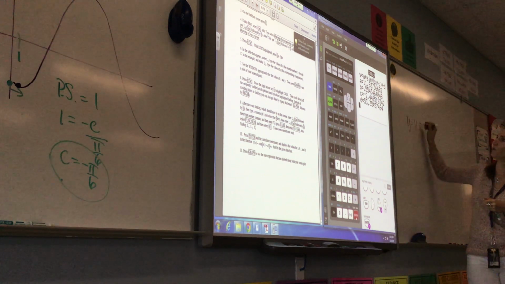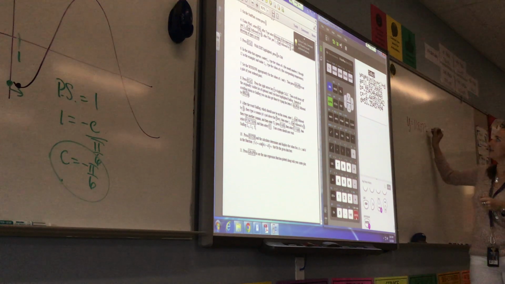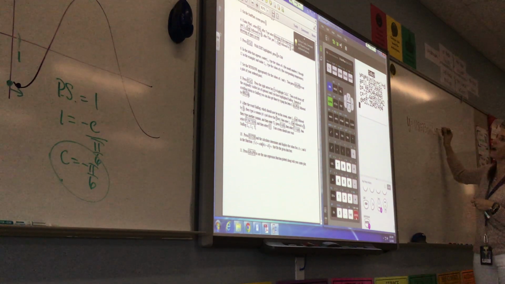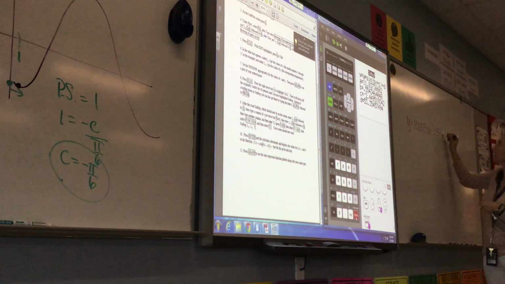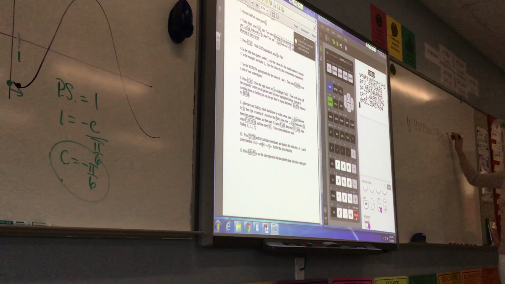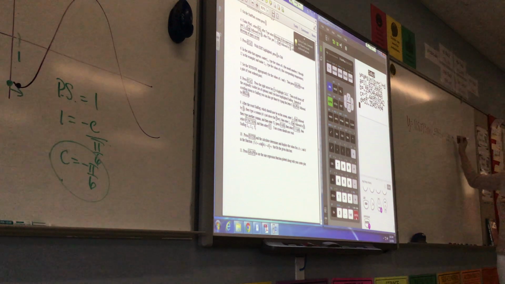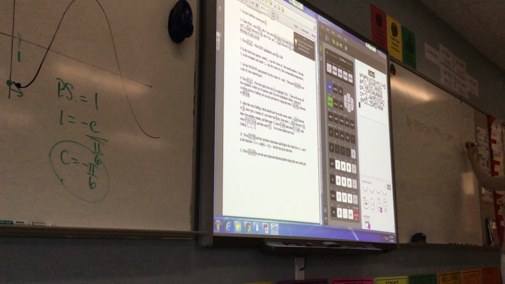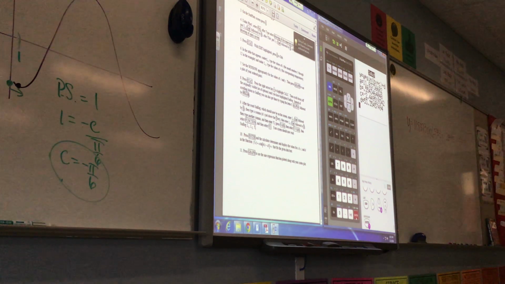So this will be like 11.8373 sine of 0.5543x minus 2.4495 plus 53.3546. It'll keep 4 decimal places, and it will give you that.